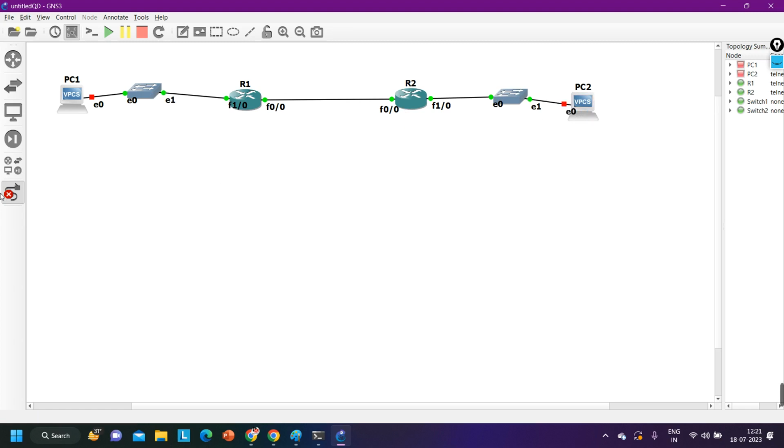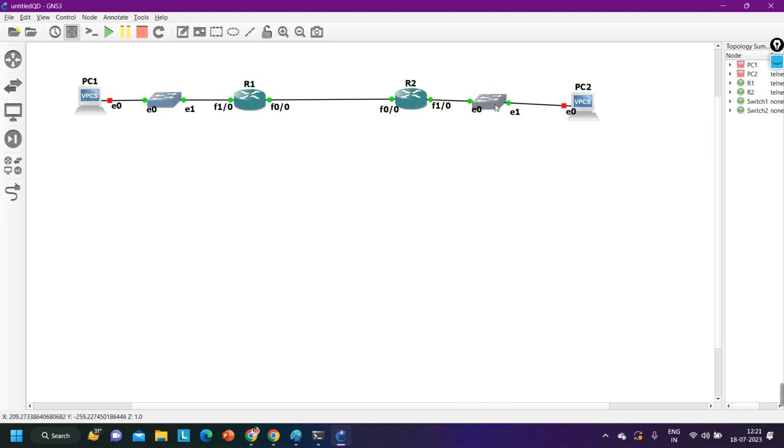Can PC1 and PC2 communicate with each other by default? No, they cannot communicate with each other. Why? Because there is no routing between router 1 and router 2. So on router 1 and router 2, I am going to configure what? The EIGRP protocol for routing purposes.